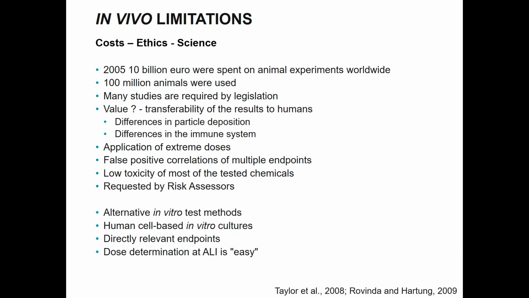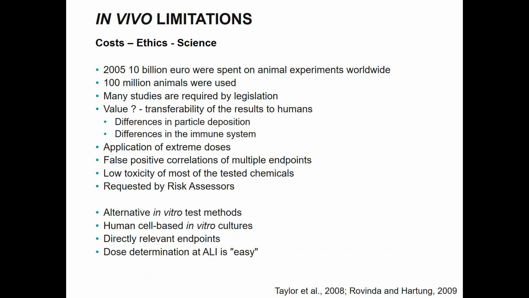And because in animal experiments you want to use as much as possible all the information you have, you end up with large databases and you start to correlate exposure with a lot of endpoints, which of course increases the chance of false positive correlations. And very often we have to test compounds of low toxicity in animal experiments, which is by itself questionable. And as I said, sometimes you are asked by risk assessors to provide this data, so you may not have a choice. That's why we try to develop and work on alternative in vitro test methods, especially for the lung.